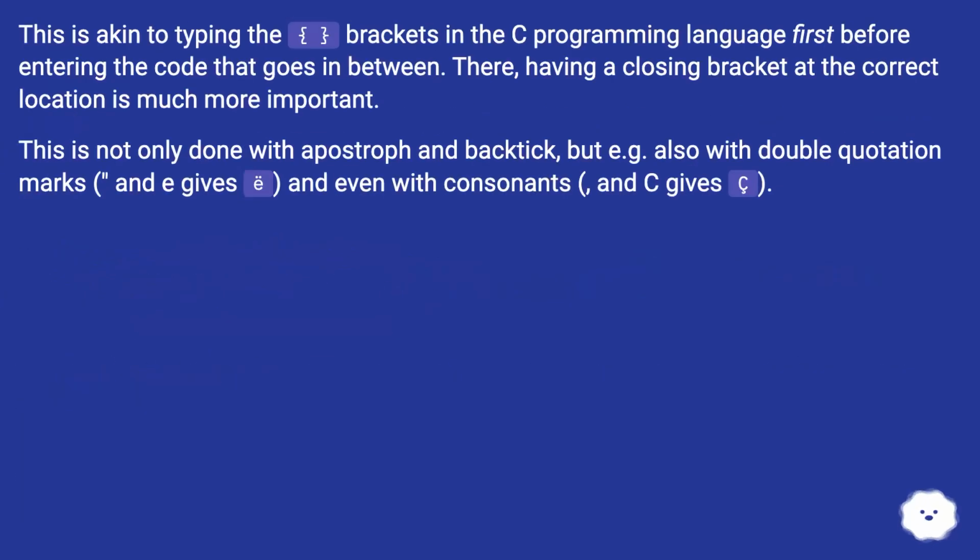This is akin to typing the brackets in the C programming language first before entering the code that goes in between. There, having a closing bracket at the correct location is much more important. This is not only done with apostrophe and backtick, but e.g. also with double quotation marks, and e gives ë, and even with consonants, and c gives ç.